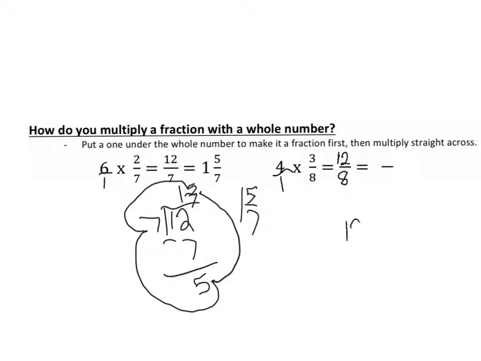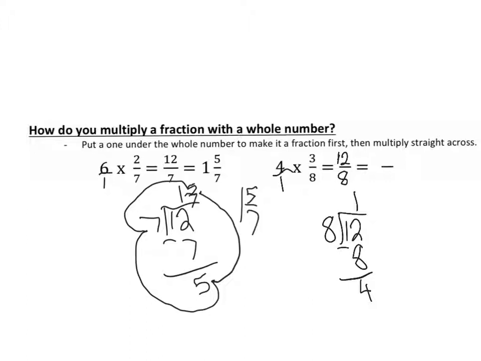Now we do our top in, bottom out. The top number is 12, that's inside the box. And the bottom number is 8, and that goes out. 8 can go into 12 one time. We subtract 12 minus 8, and that gives us 4.